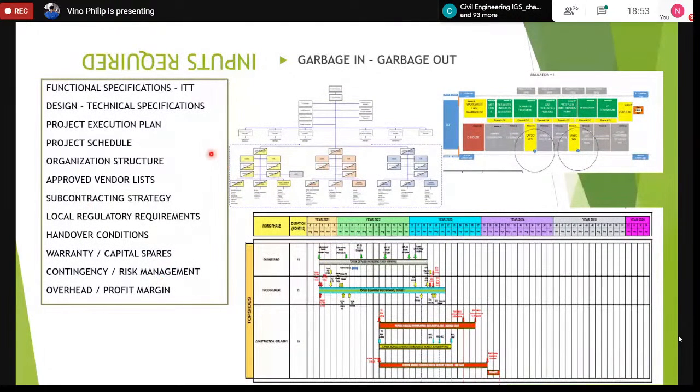This is the most important slide that I wanted to share with you in today's presentation. I have purposely put inputs required upside down. The reason is garbage in, garbage out. The inputs required for a good cost estimate is a good assumption. If your assumptions are not properly coordinated, as a commercial manager, I have to do a lot of coordination and proper checking of everybody's alignment.